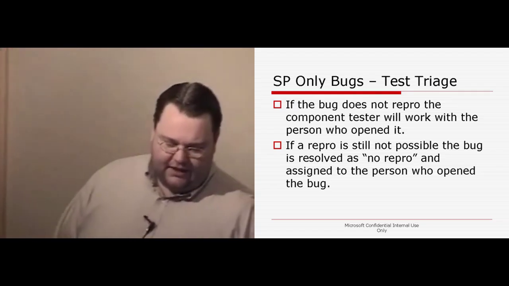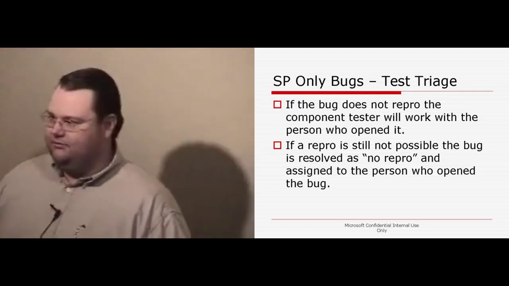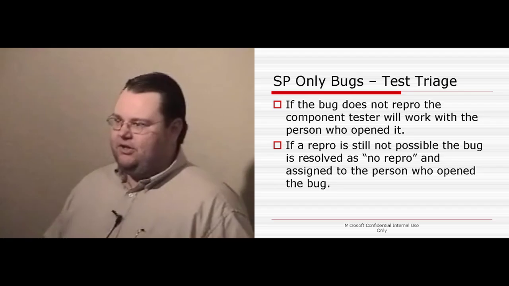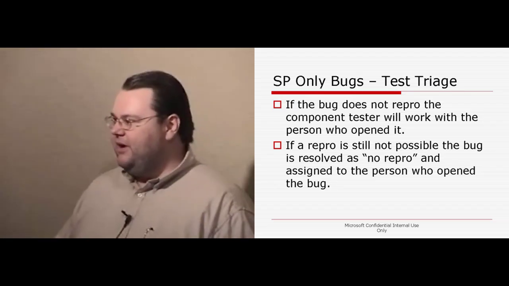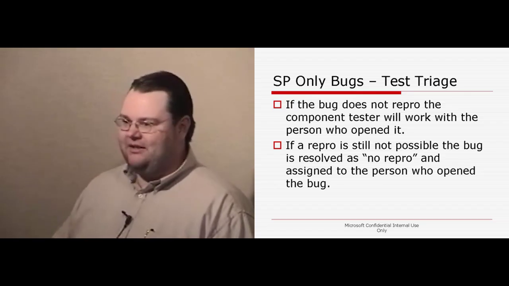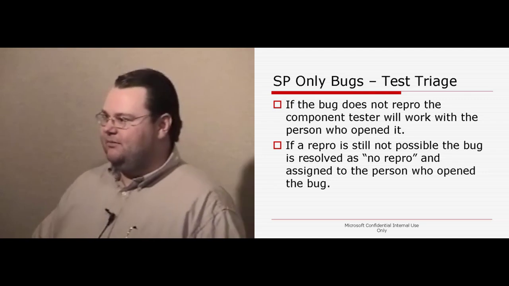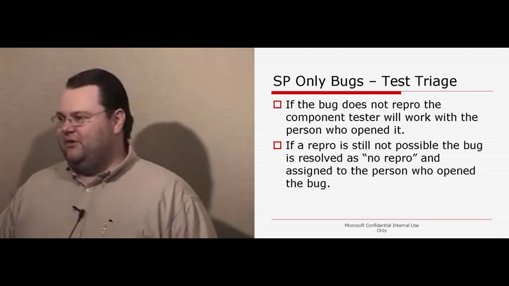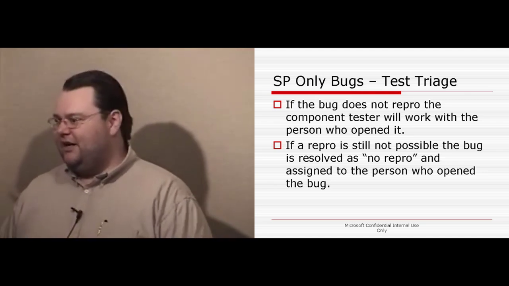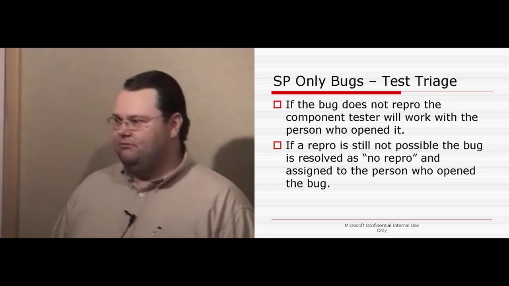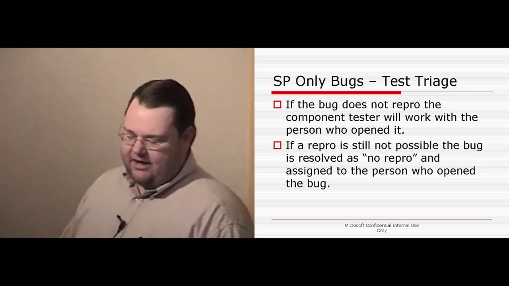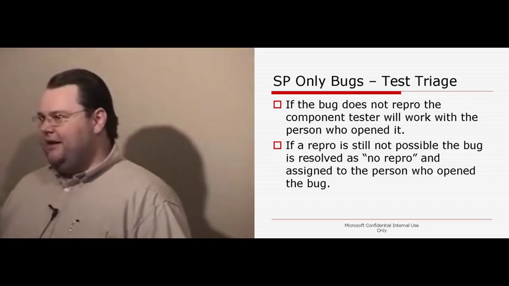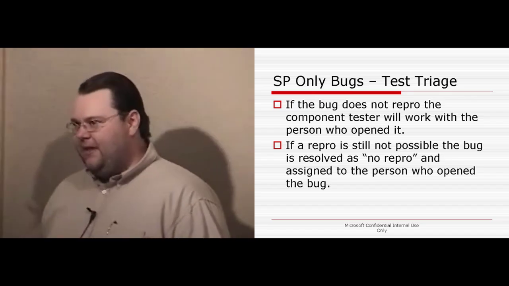If you still can't get a repro, generally before you resolve it as no repro, you want to get the person who opened the bug to agree to that. Maybe they say, oh yeah, I played around with it a little bit, I had a dirty environment, I had an old build of the service pack on my machine, and once I uninstalled that, I can't get it to repro anymore. It looks like it's really not a regression. Then you resolve it as no repro and assign it back to the person who opened it. Once you do that, they can escalate from that point.